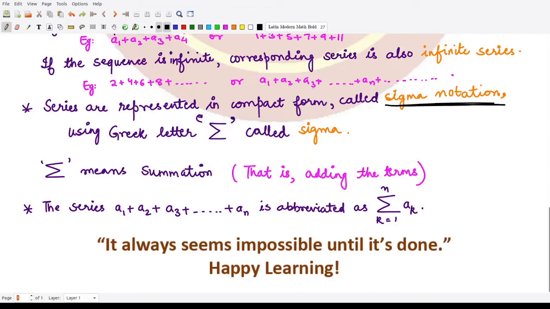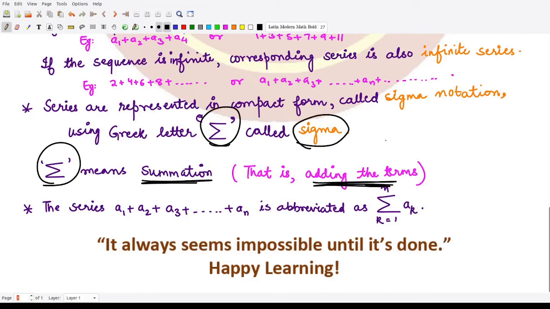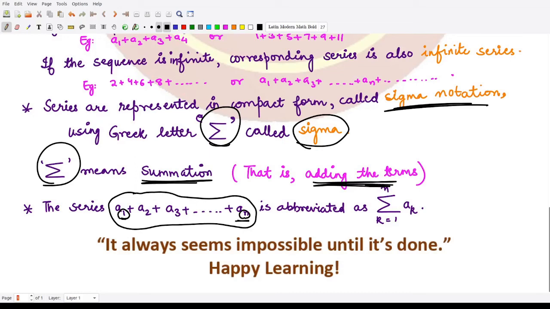So this is what I have written over here. So this means summation, that means adding all the terms, right? This symbol is called sigma and the notation is called sigma notation. So therefore, if we have a series of this kind, which is a finite series consisting of n terms, the first term is a1, the last term is an, the index here is 1, the index here is n. So it is abbreviated like this: summation ak. Now instead of i, we are using k. So this could be anything. You just have to mention what it is. Here k starts from 1 and goes up to n. So this is what I have written over here.